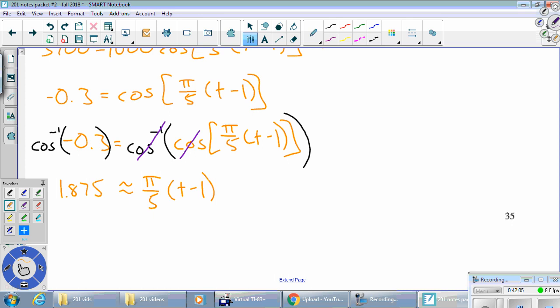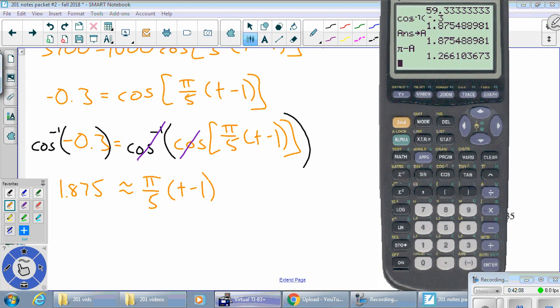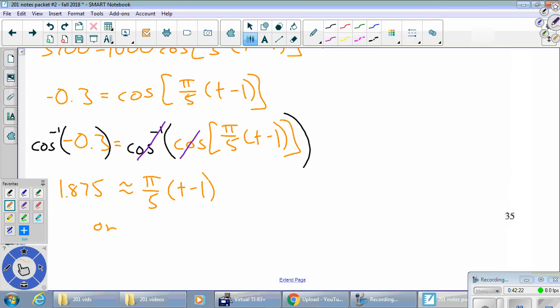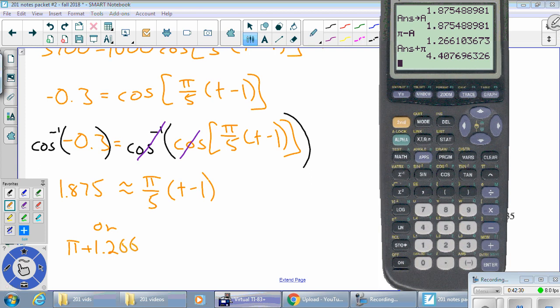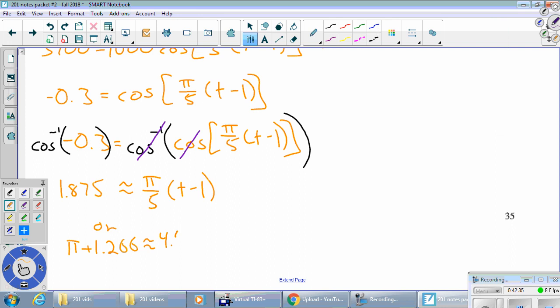Pi plus 1.266. So we're going to do that on the calculator here. We're just going to add pi to this number. Okay, 4.408 we'll say. A lot of work went into that, but there's no record of it on the previous page anymore. And that turns out to be roughly 4.408. That is supposed to equal pi over 5 times t minus 1, same thing it equaled before.